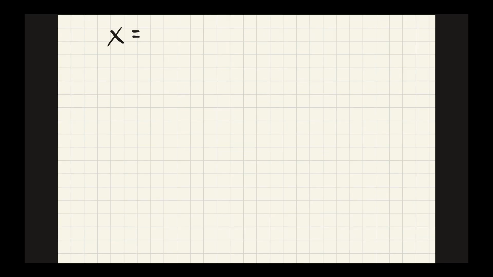3 plus 5 equals 8, over 4, and 3 minus 5 equals negative 2 over 4. And if you want to write them as decimal numbers, we have x equals 2 and x equals negative 0.5.